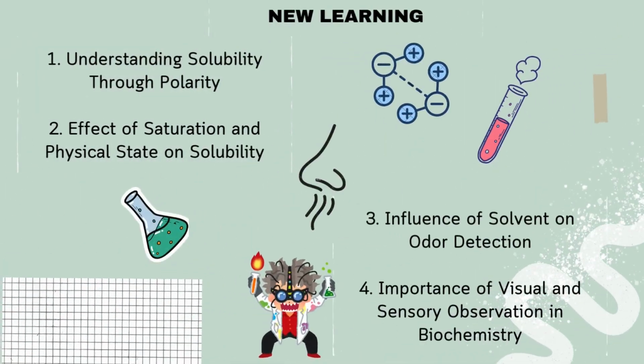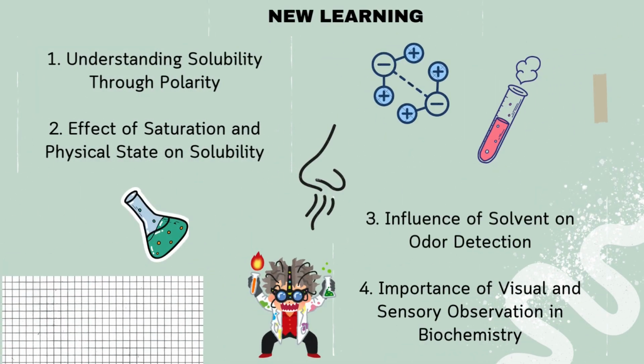In the new learning section, we can say that we learned a lot from practical 3. First, we learned about solubility and how it relates to polarity. Lipids are non-polar substances, so they dissolve well in non-polar solvents like toluene, but not in polar solvents like water. This helps us understand why the lipids stay as separate layers in water but form uniform mixtures in toluene.